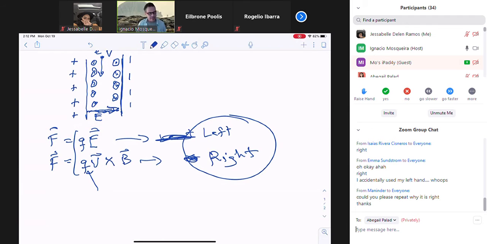Does that make sense? Again, you first start by ignoring the sign of the charge. You use your right-hand rule. You start with your fingers. Your fingers have to point in the direction of the velocity. Then you curl your fingers, make them point in the direction of the B field. And then your thumb will point in the direction of the force. As a last step, you have to remember the sign of the charge. Since here we're dealing with an electron, we have to flip the direction of the force.